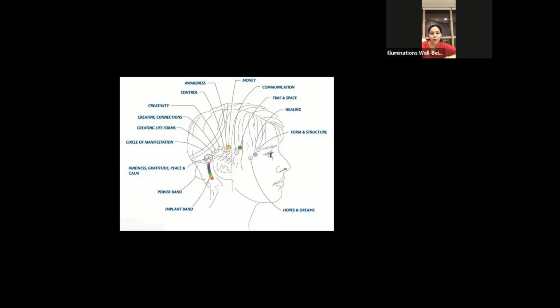You can even download it. There are a lot of pictures on Google. You can download that and keep it as your phone wallpaper.